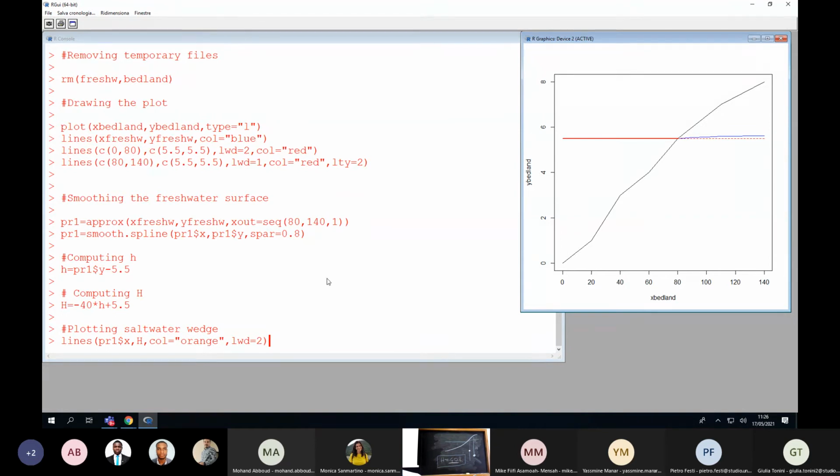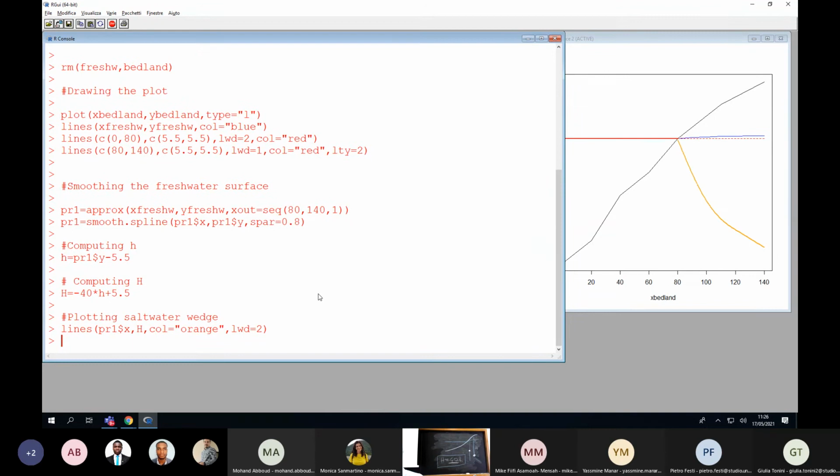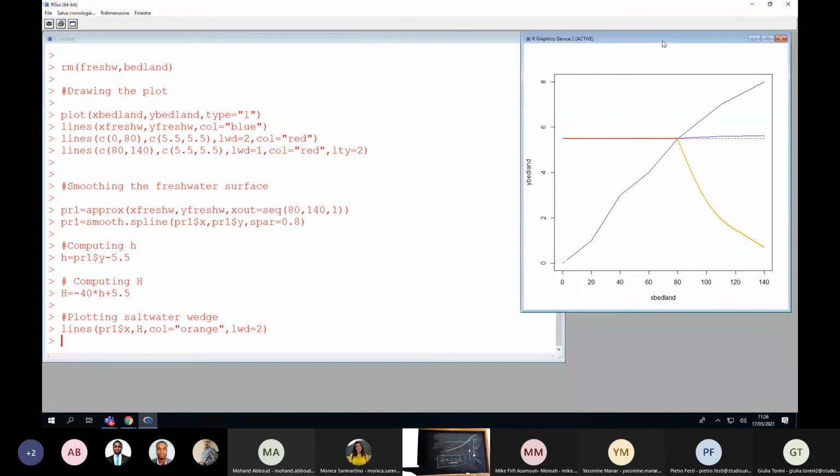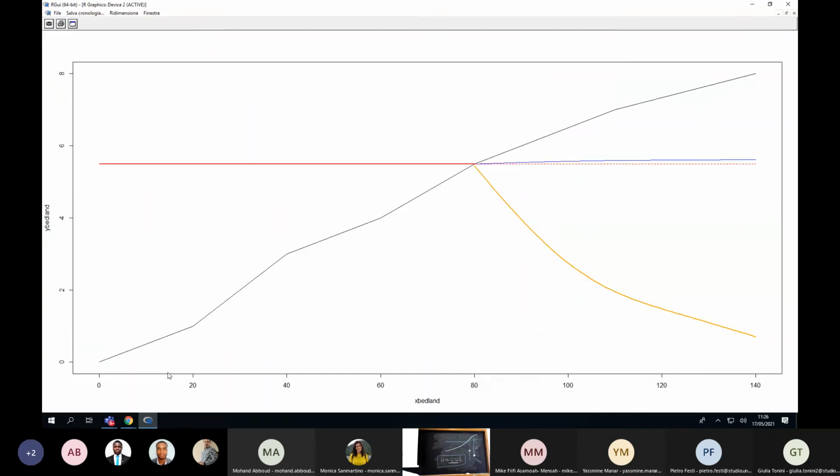Okay, let's look at the graphic window. You see that I got precisely what I wanted. You see the profile of the land, which is the continuous black line. You see the sea level, the red line, which is also continued in the land as a dashed red line. There is the blue line, which is the level of fresh water into the land, and the orange line, which is the surface of separation that I was requested to compute. So this is just to show you that everything works.